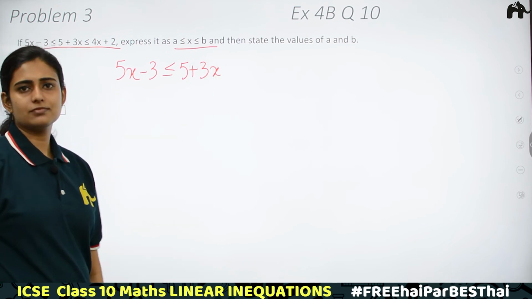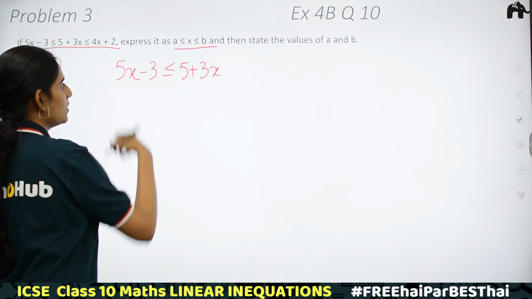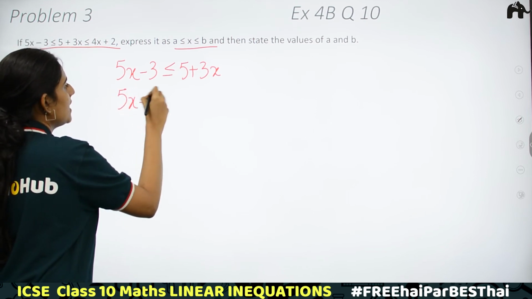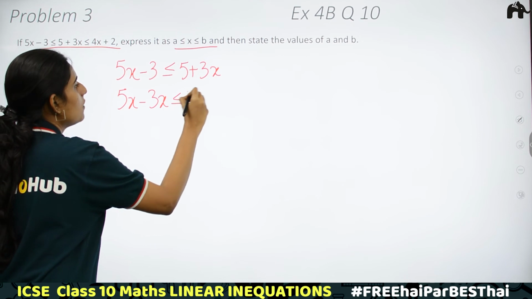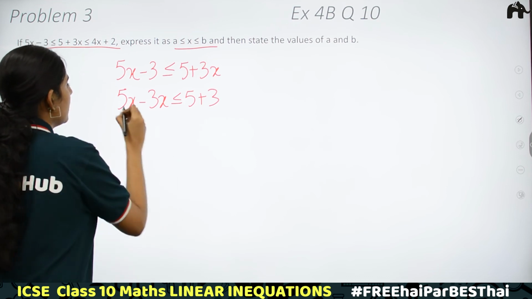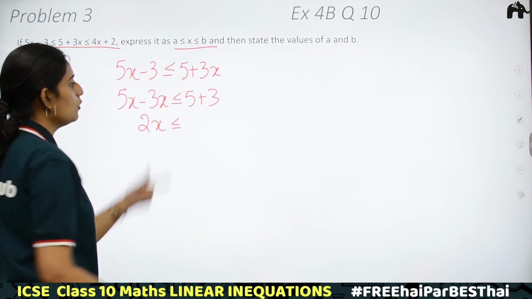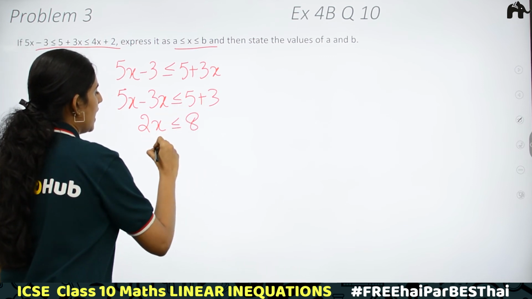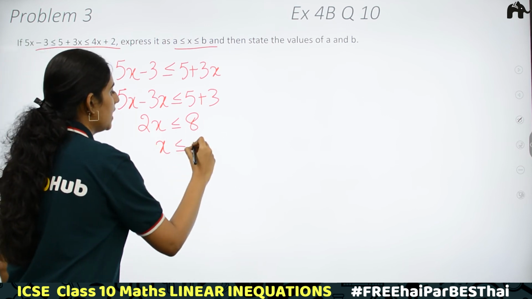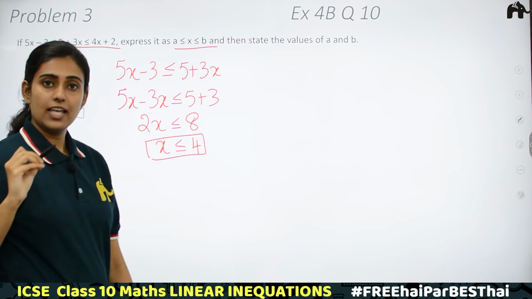Okay. Next, what to do? As usual, bring 3x to the opposite side. Plus 3x becomes minus 3x. That is 5x minus 3x less than or equal to 5 plus 3. Minus 3 taken to the RHS. 5x minus 3x is 2x, less than or equal to 5 plus 3 is 8. X less than or equal to, dividing on both sides by 2, you will be getting 8 by 2 is 4. So this is our first condition of inequality.